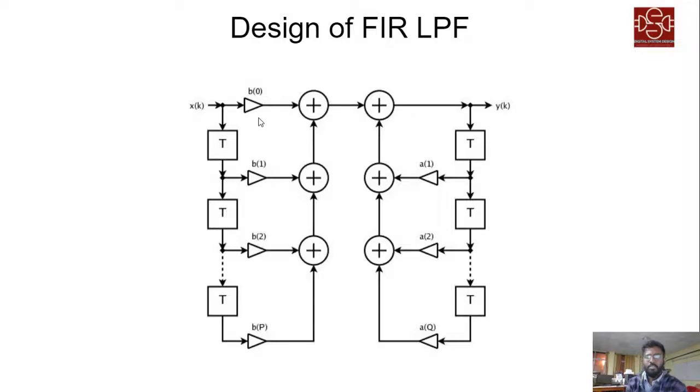This is a form 1 low pass filter, which I have taken just for the example purpose, where xk is the input and this is the output side, and the gain, time to time delayed, is summed up here.